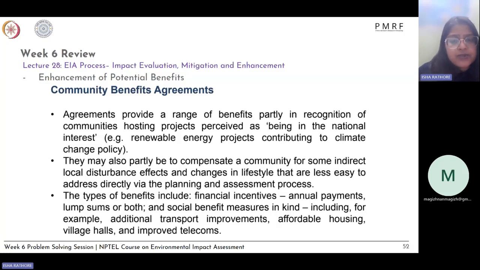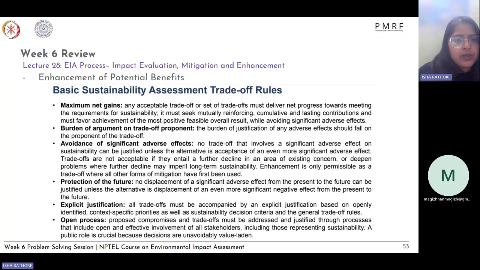So the type of benefits include financial incentives like annual payments, lump sum or both, and social benefits including, for example, additional transport improvements, affordable housing, village halls, and improved telecom communications. So that is the community benefit agreement. We also had certain basic sustainability assessment trade-offs. So you have maximum net gains, burden of argument on trade-off proponent, avoidance of significant adverse effects, protection of the future, explicit justification, and open process. You can read about them in the lecture unit.